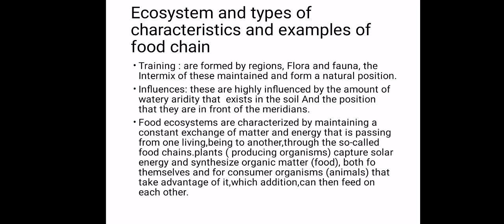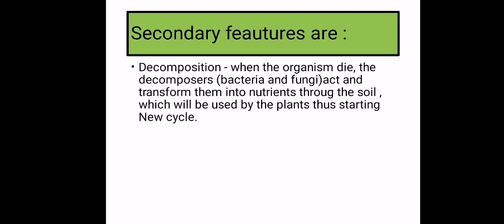Plants, producing organisms, capture solar energy and synthesize organic matter, food, both for themselves and for consumer organisms. Animals that take advantage of it, which in addition can then feed on each other. Secondary features are decomposition. When the organisms die, the decomposers, bacteria and fungi act and transform them into nutrients through the soil, which will be used by the plants, thus starting new cycle.